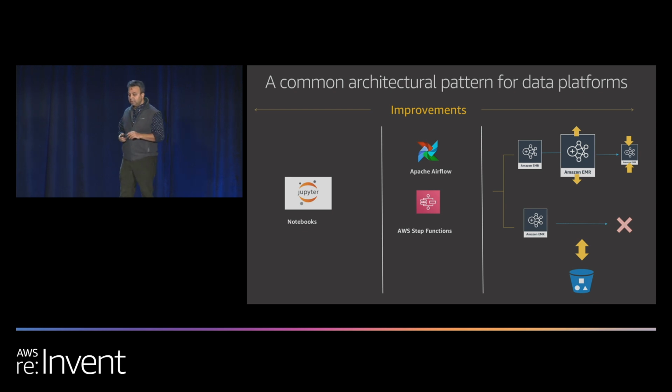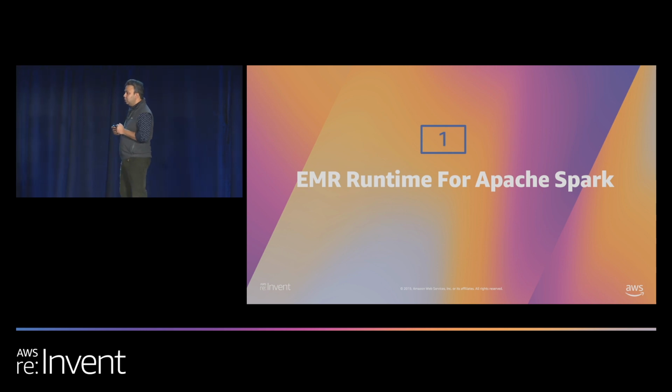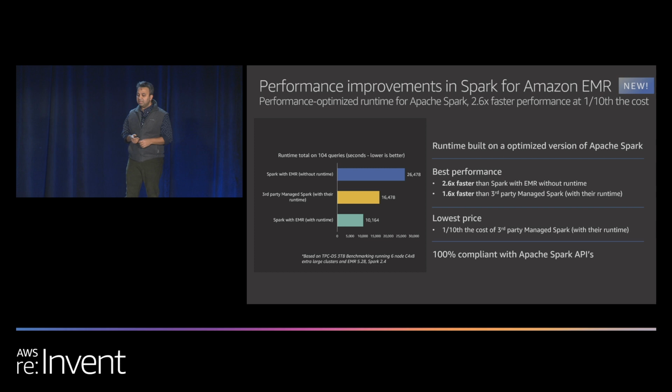The first one is we introduced a new runtime environment for Apache Spark in EMR 5.26, which was released about 3 months ago. And in EMR 5.28, which was our latest release in November, we have switched on this runtime environment by default. So what is this runtime environment? This runtime environment is a performance-optimized version of Apache Spark that is 100% compliant with the open source version of Apache Spark. That means we are not breaking any API compatibility.